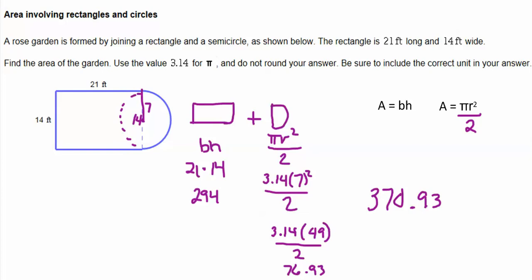And as I mentioned briefly before, they want our label, which is feet, and it's area, so it's squared. Okay, so the area of the entire garden, 370 and 93 hundredths feet squared.